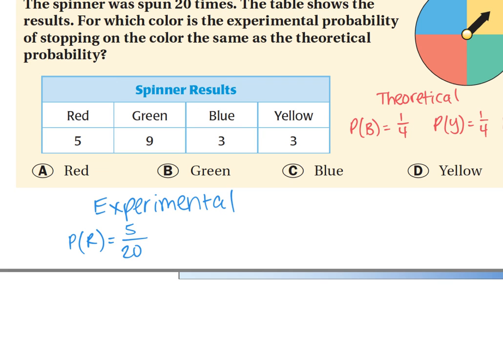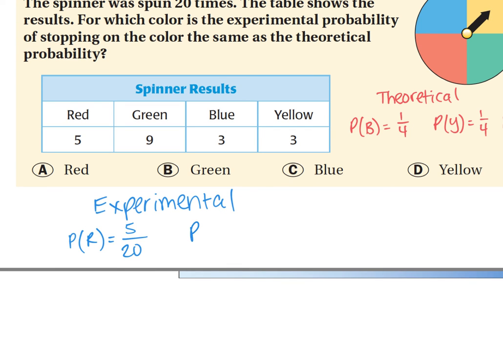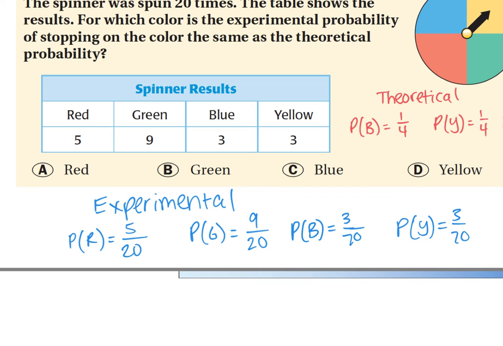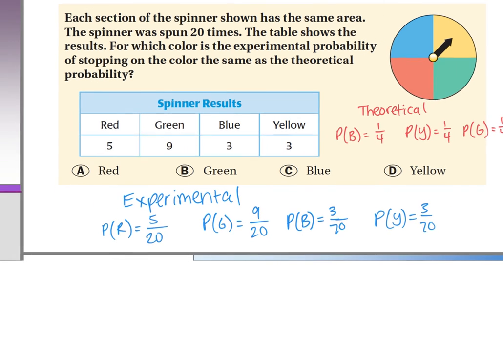20. The probability of green from experimental, how many times did green happen? 9. Out of how many total spins? 20. The probability of blue, 3 over 20. And the probability of yellow, 3 over 20. Which one of these experimental probabilities matches the theoretical for that color?